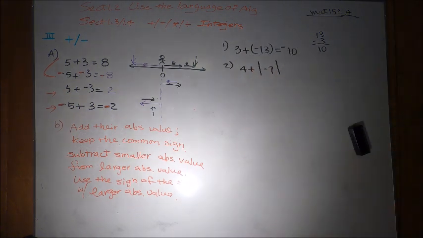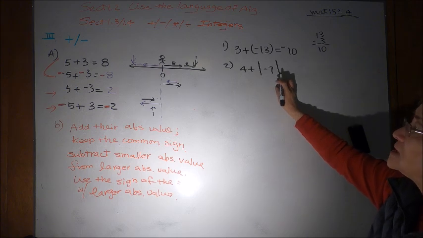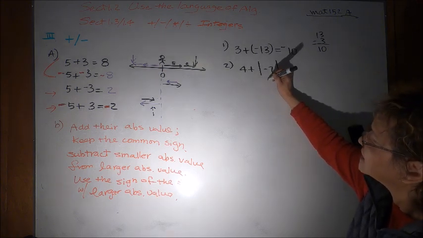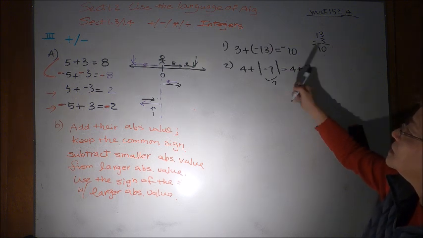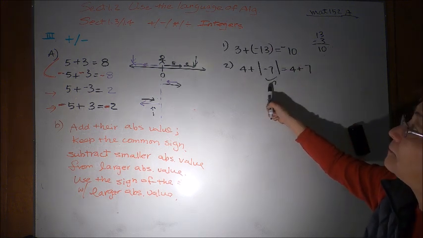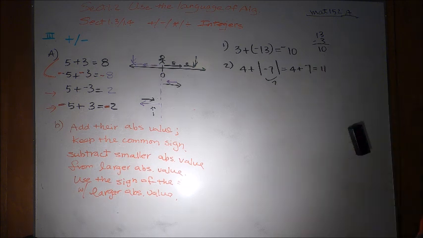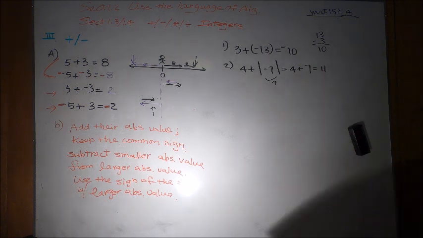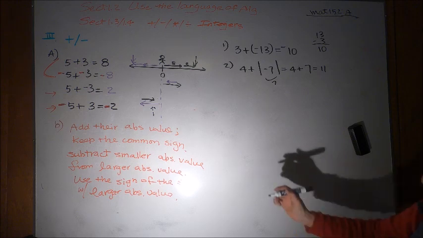If you have absolute value, what will happen? That's a group by itself. What is the absolute value of 7, negative 7? That will be 7. So this means a positive number. So you put it together. Both are the same sign with positive numbers. You would do that, right?